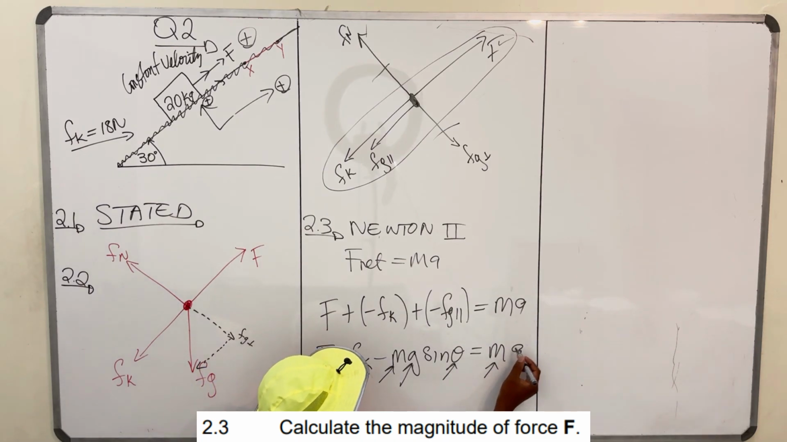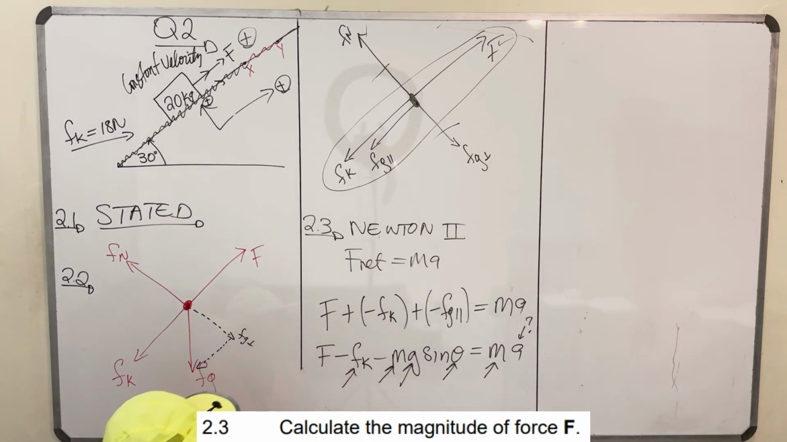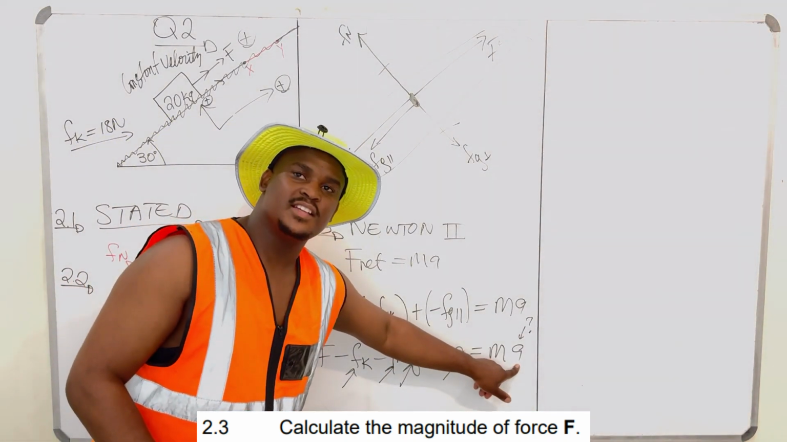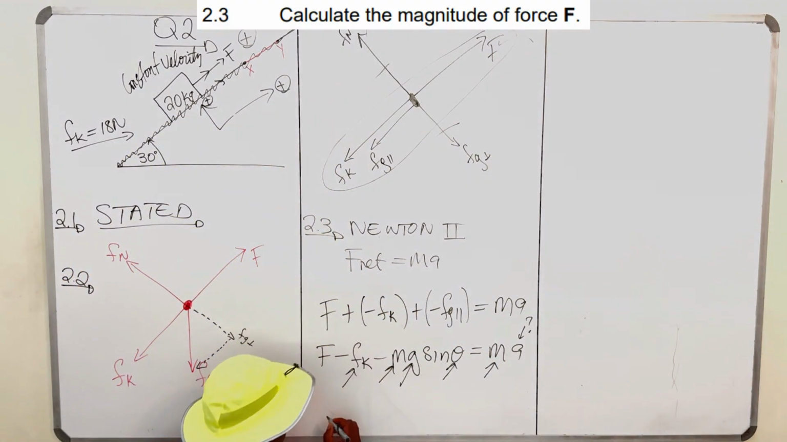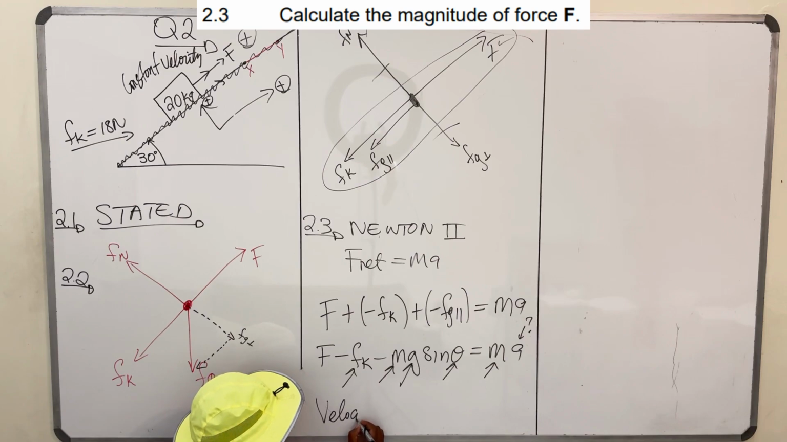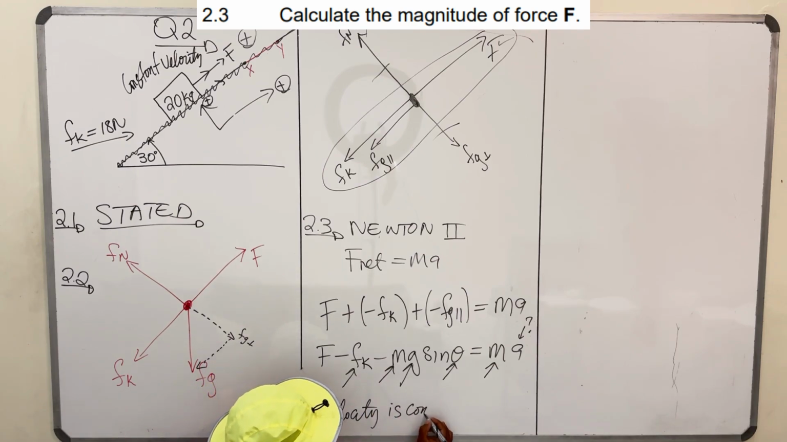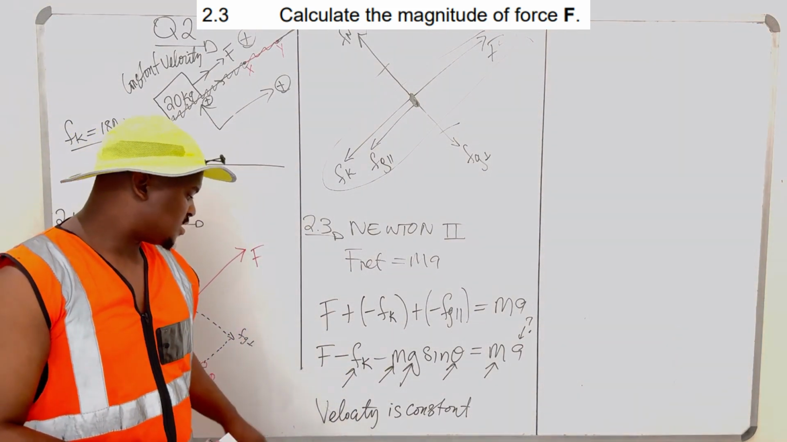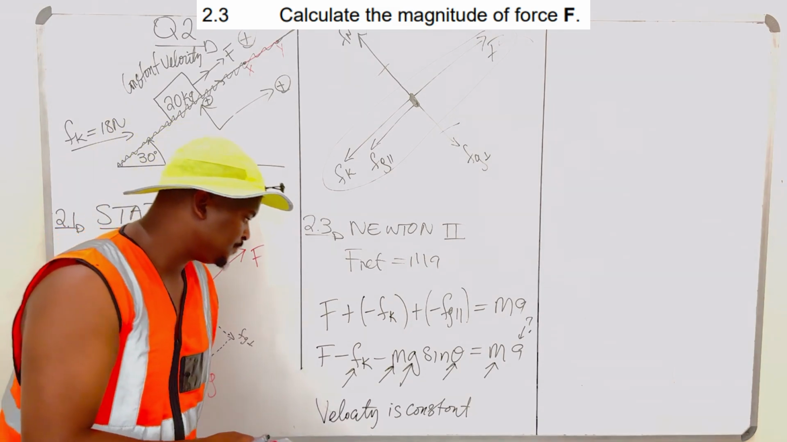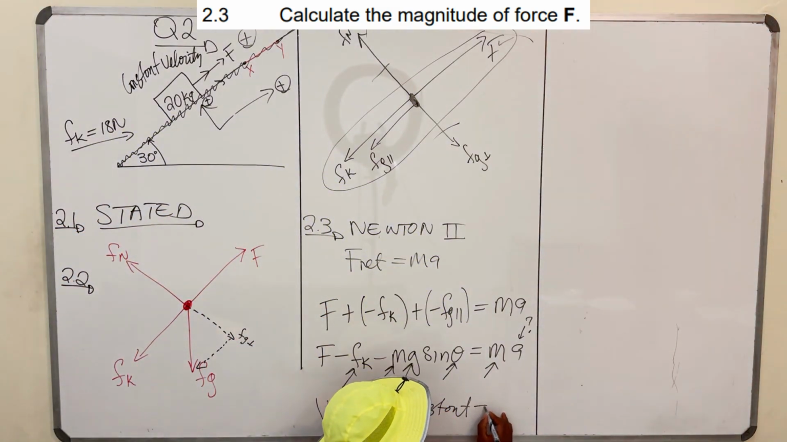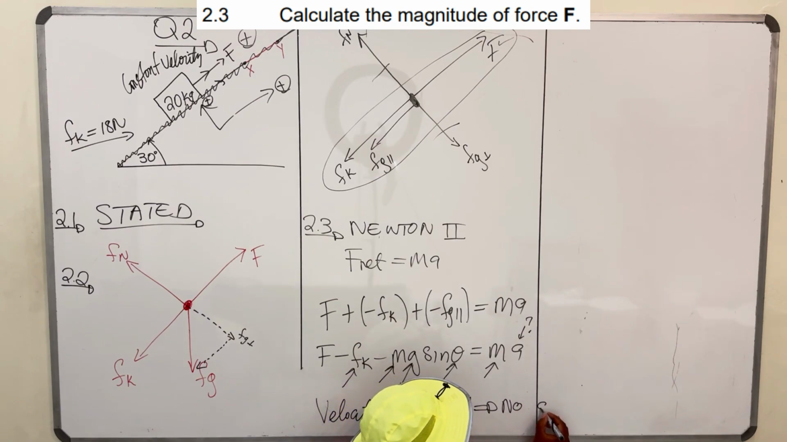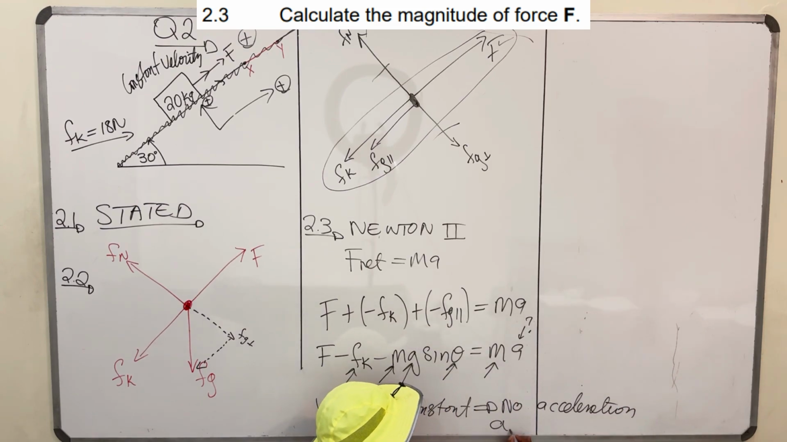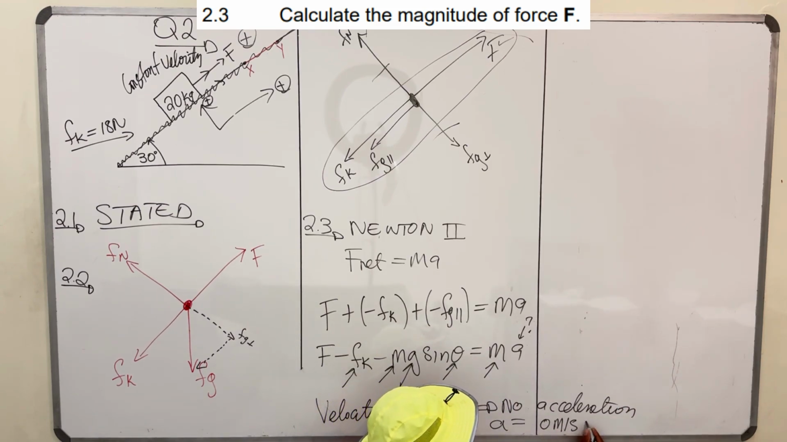What we don't have is the acceleration. We're not told what the acceleration is. But we're told that the velocity is constant. What does this mean? What does it mean for velocity to be constant? It means that there is no acceleration, which means your acceleration is equal to 0 meters per second squared.